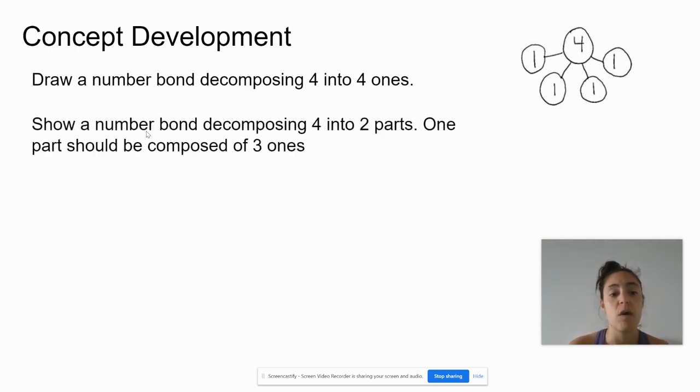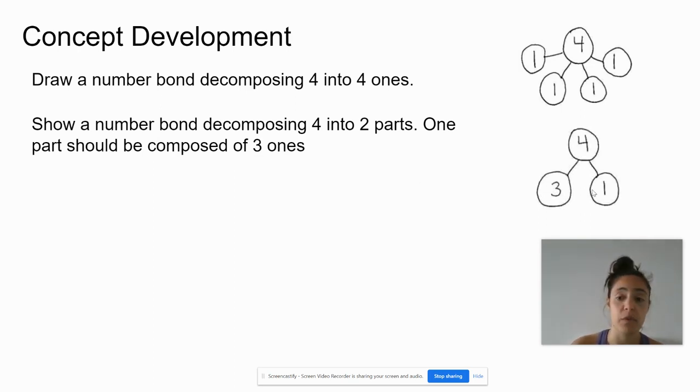Now I need to show a number bond decomposing. So I'm breaking down 4 into 2 parts. One part should be composed of 3 ones. So I have to think about this 3 ones. How many groups of 1 can I make, or how many do I need to make 3 ones? So I would draw my number bond, a group of 3 and a group of 1. Just like how I'm breaking it down, I'm decomposing it into 4 as my total. So I can't have any more, just like we would whenever we were talking about our number bonds.